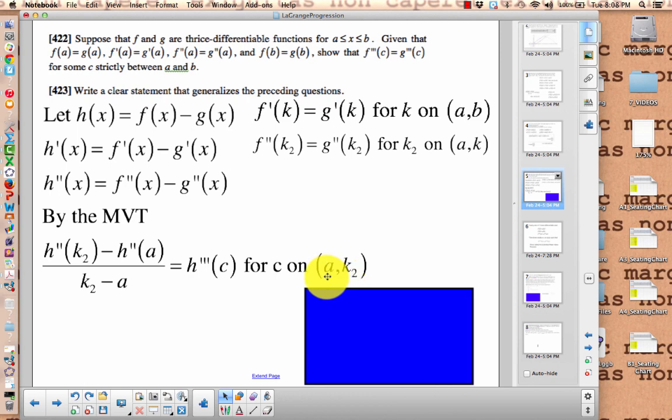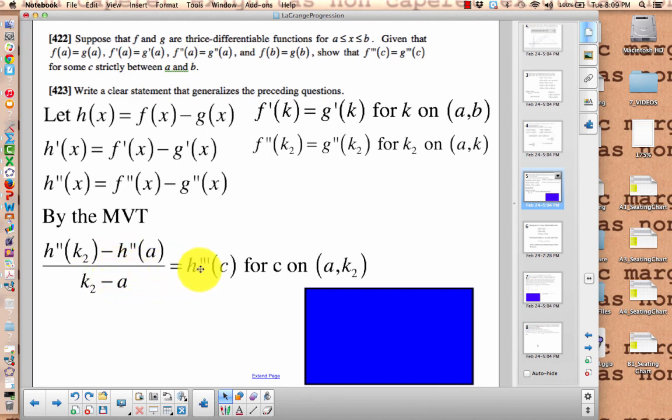Notice that if you live on the interval a to k2, you also live on the interval a to b. Notice that h double prime of k2 would be f double prime of k2 minus g double prime of k2, and since those values are equal, h double prime of k2 is 0, and the same goes for h double prime of a. So the numerator, once again, is 0 over a number, so the left side is 0.